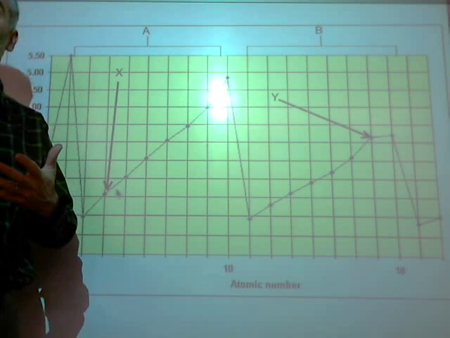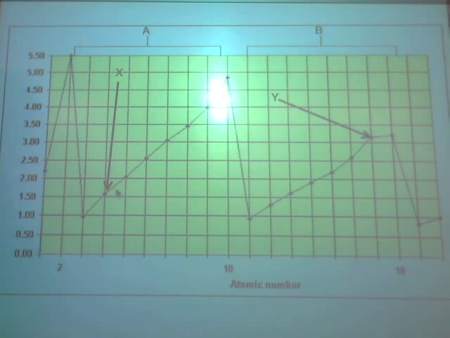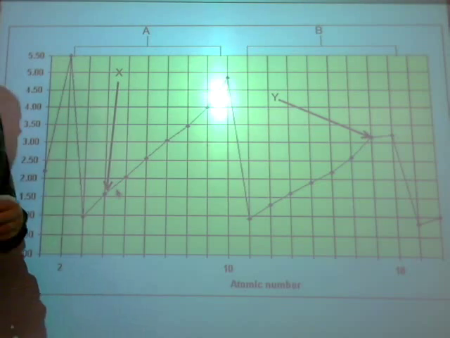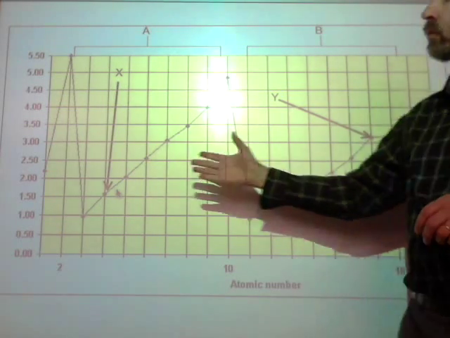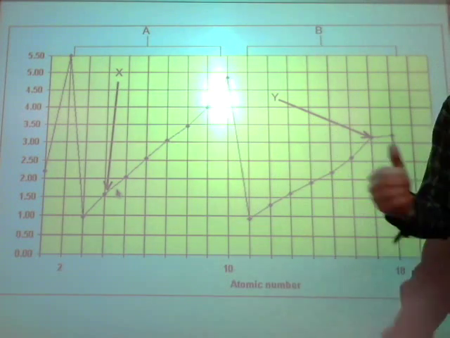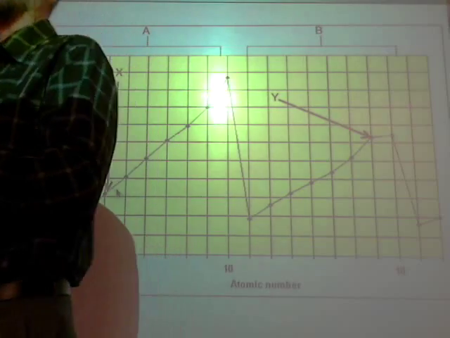We've only learned a couple so far. What trend do you think this probably is then? Now you can look. What trend is going to get bigger across the period and smaller down a group that we've learned about in the last couple of days? Electronegativity. Yeah, the attraction for electrons.